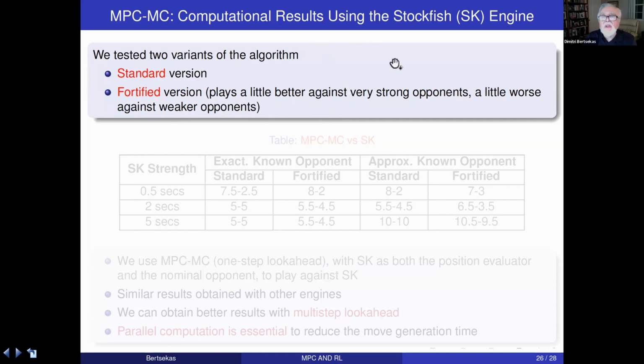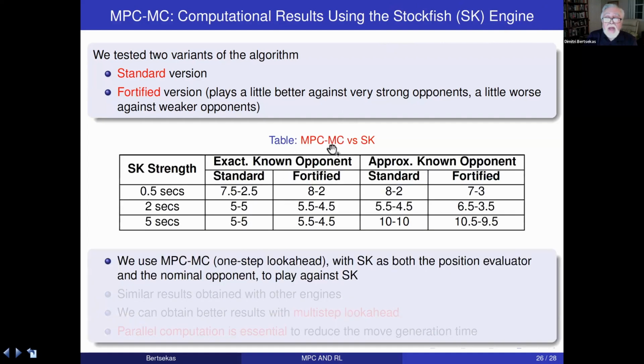And our computational experiments involve the Stockfish engine. It's a computer engine that's very, very strong. It's considered the top engine by many. It's a champion engine that is a benchmark for people in computer chess. And we have run matches between MPC-MC that uses Stockfish as both the position evaluator and the nominal opponent and plays against Stockfish.